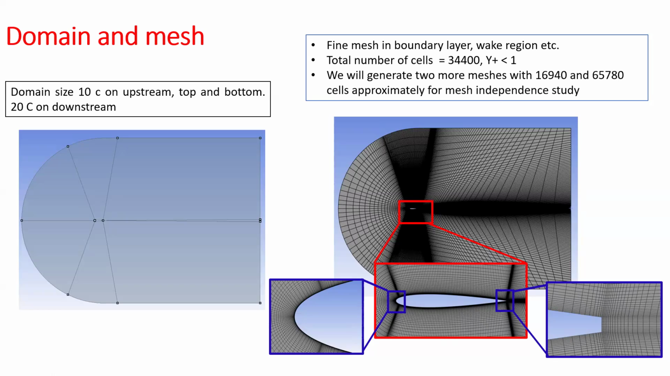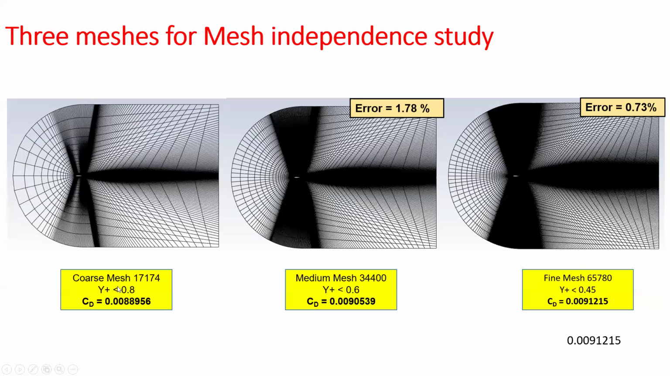Then you compare them so that we can find out which mesh is going to give results that will not change further with mesh refinement. What I found is that the coarse mesh is this one, and Y plus values I kept less than 1 for all cases. So the CD was this.